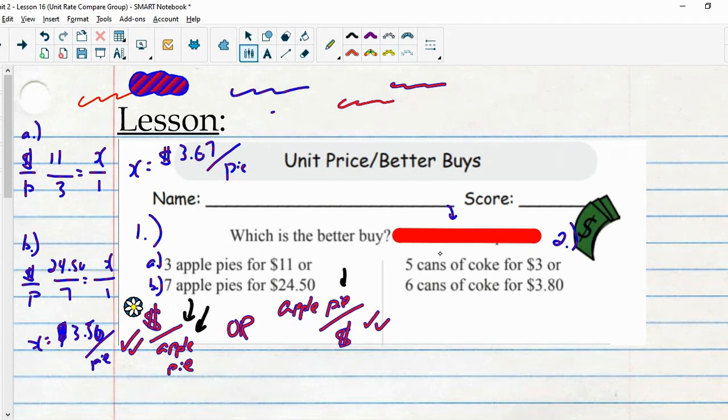The biggest happy face. All right, which one's the better deal? Which one's better? $3.67 for every pie or $3.50 for every pie? Yeah, it's this one, right? Why? Yeah, it's cheaper, right? So, okay. Now, having said that, let's look at the second option.